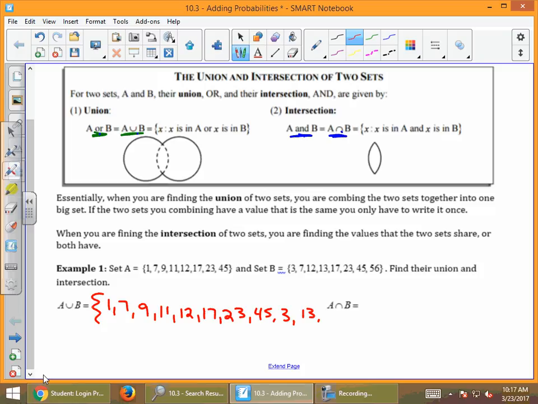Did we already write a 23? Yep, we don't write it again. Did we already write a 45? Yep, don't write it again. Did we write a 56? Nope, so write it down. Those are the total records. And the union is what's in both sets. If they repeat, you only have to write it one time.